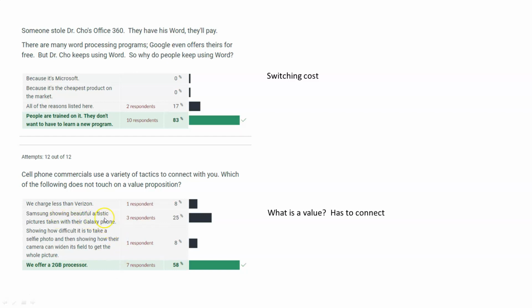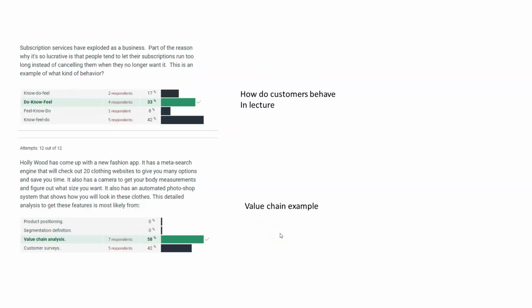On the other hand, beautiful artistic pictures taken falls into the category of emotion. But the question says does not touch on a value proposition, and this does touch on a value proposition. Subscription services have exploded as a business. Part of the reason why it's so lucrative is that people tend to let their subscriptions run too long instead of canceling them when they no longer want it.